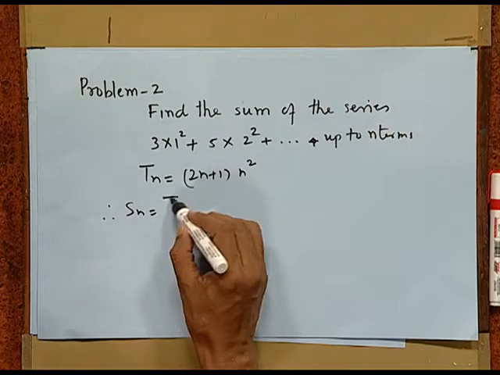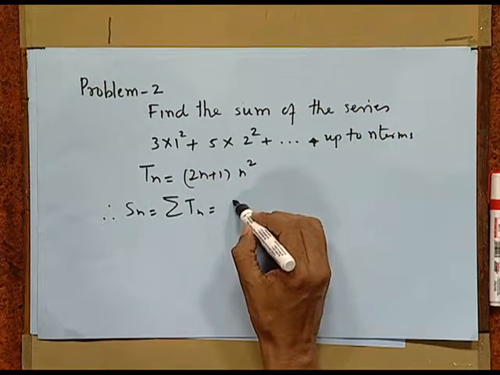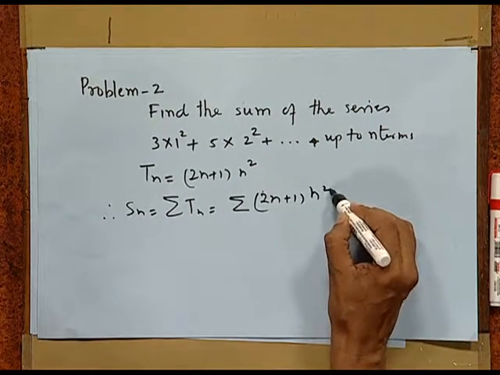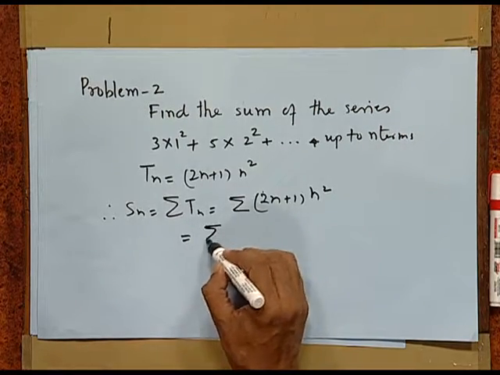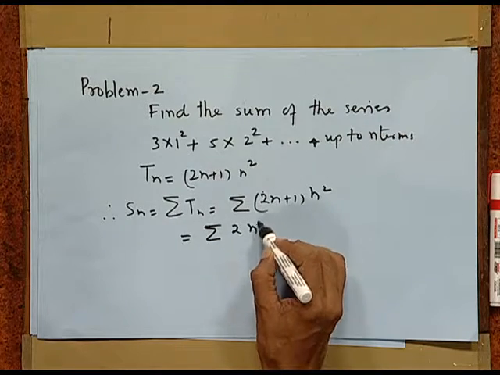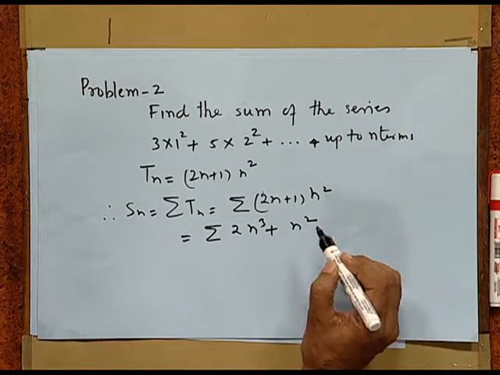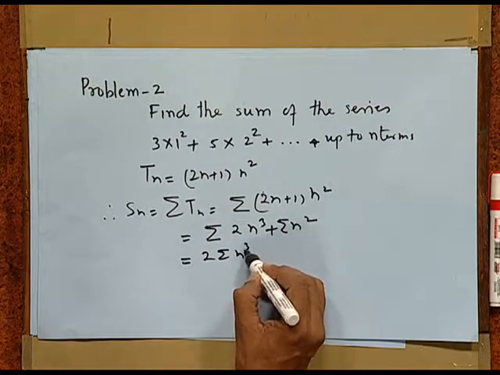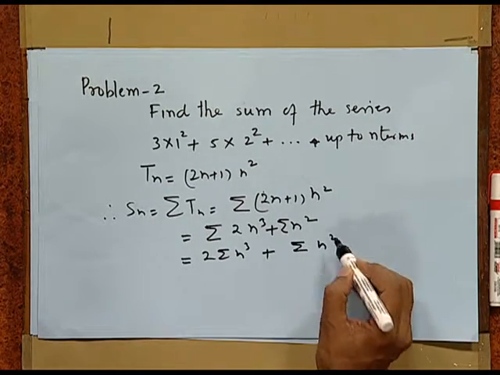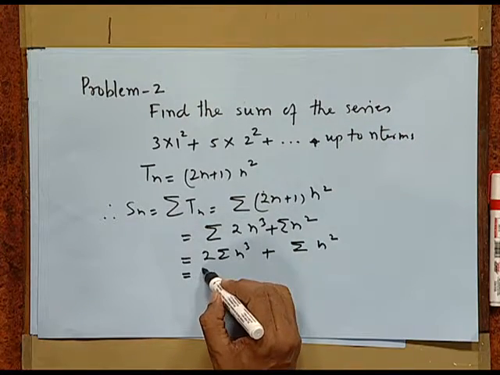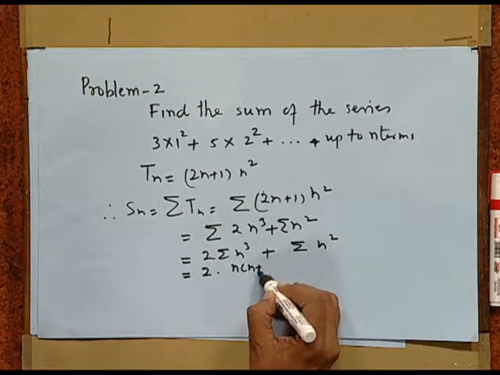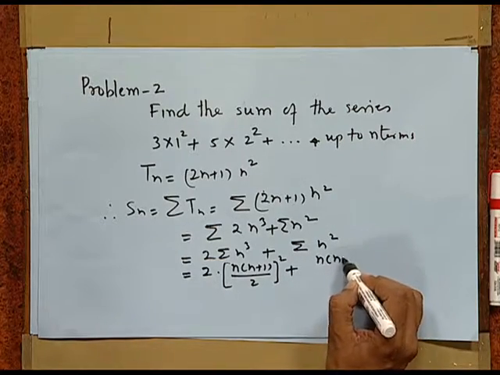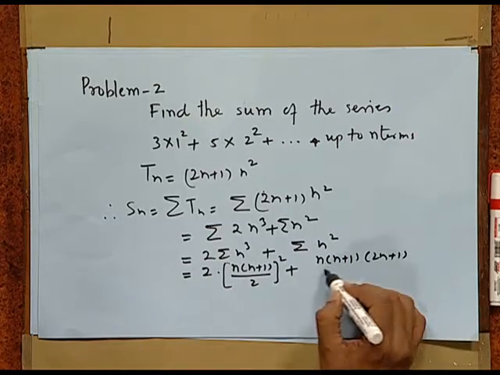Hence, S n will be sigma t n equal to sigma of 2 n plus 1 times n square, which equals sigma of 2 n cube plus n square, which equals 2 sigma n cube plus sigma n square. We know the value of sigma n cube, so we get 2 times n times n plus 1 by 2 whole square plus n times n plus 1 times 2 n plus 1 over 6.